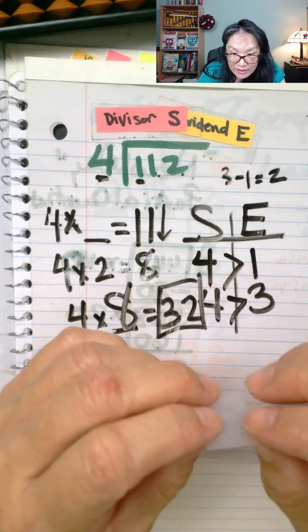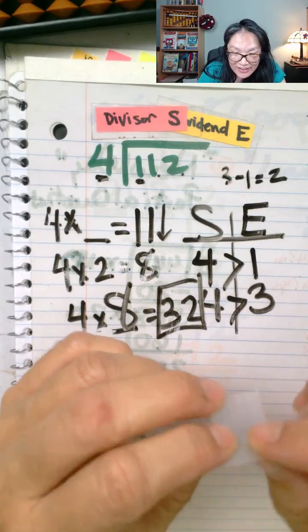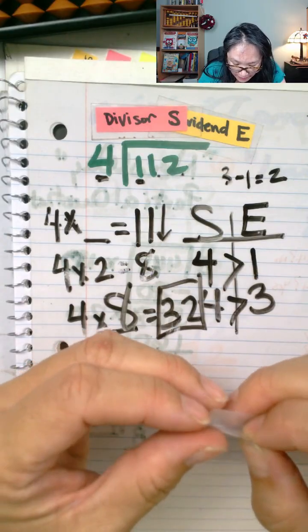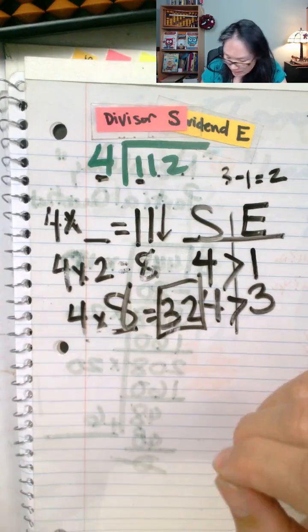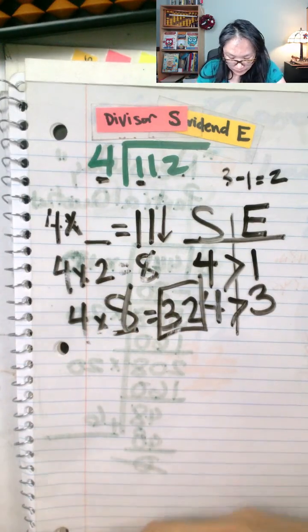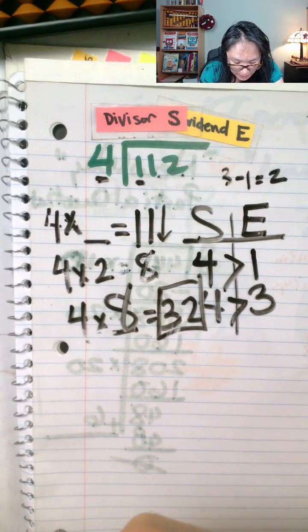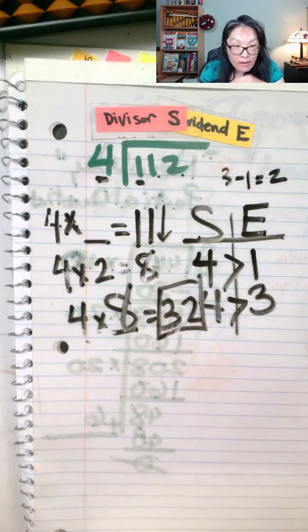Yeah. Division is fun. Division's really fun. But it's interesting because I like division when it zeroes out. I don't like it when there is a remainder.